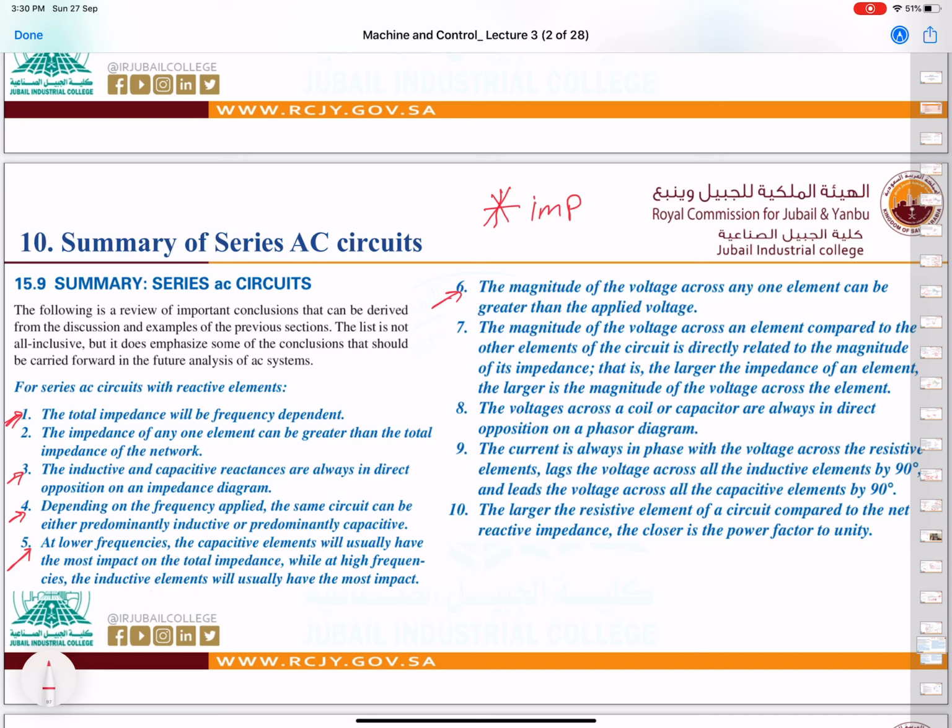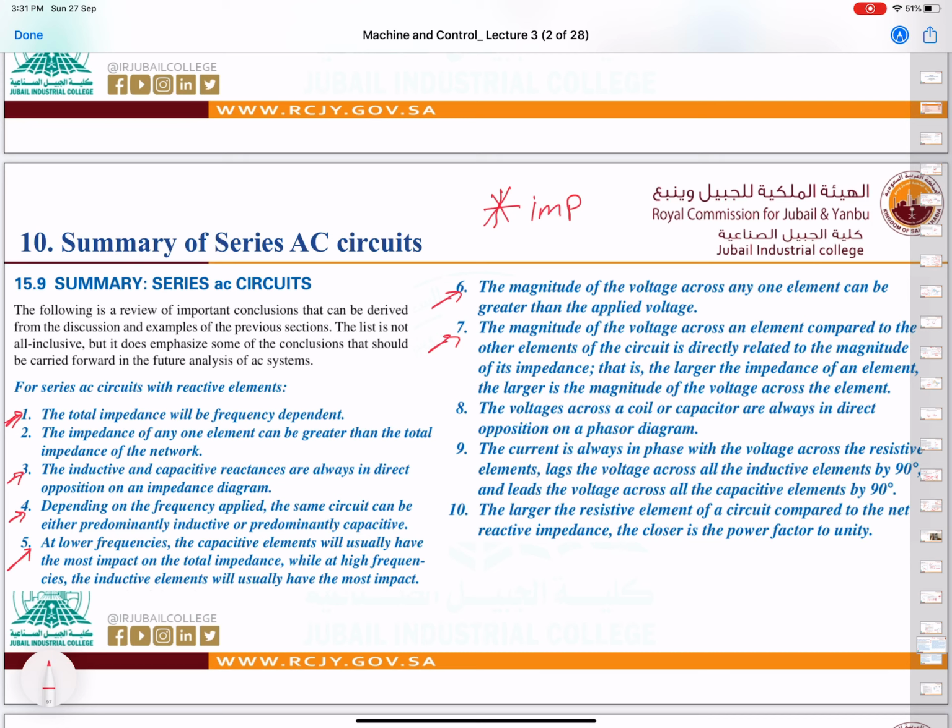أوكي. Now number 7: the magnitude of the voltage across an element compared to the other elements of the circuit is directly related to the magnitude of its impedance. That is, the larger the impedance of an element, the larger the magnitude of the voltage across the element. Of course, this is from Ohm's law. We know that the larger the impedance, the larger the magnitude of the voltage across the element.